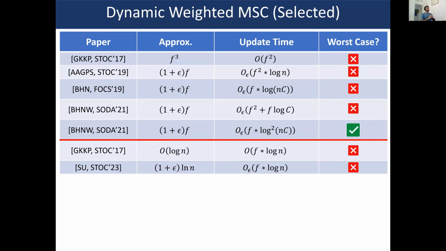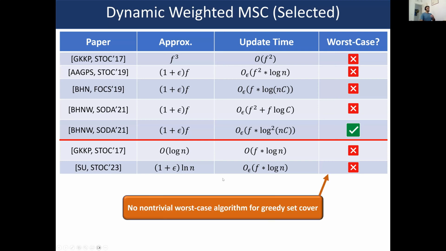And we see that there is only one result that gives a non-trivial worst case update time, and this update time is polylog. We see, though, that there is no non-trivial worst case algorithm for greedy set cover. By non-trivial, I mean anything that is sublinear. It doesn't have to be polylog, just anything sublinear. And this is actually the case even for unweighted, so even in the unweighted case, there isn't any known non-trivial such algorithm.